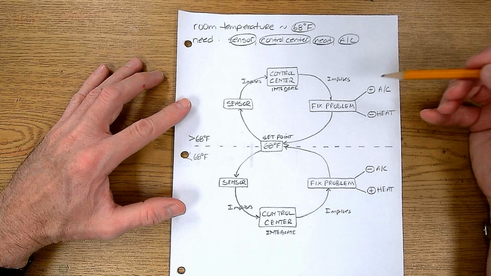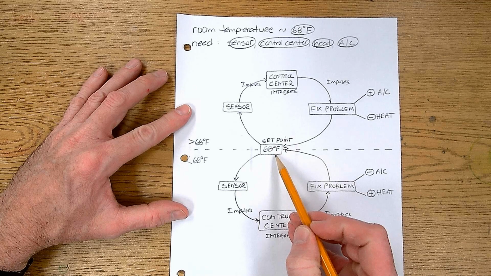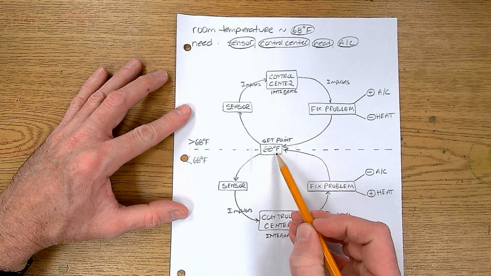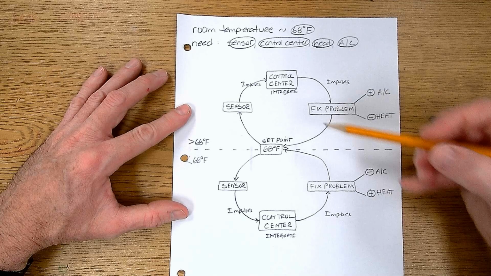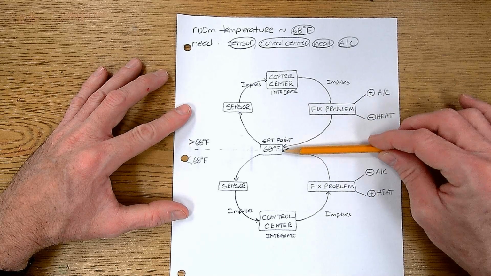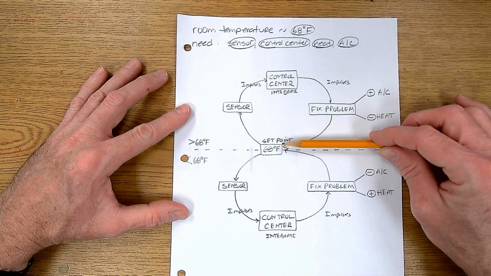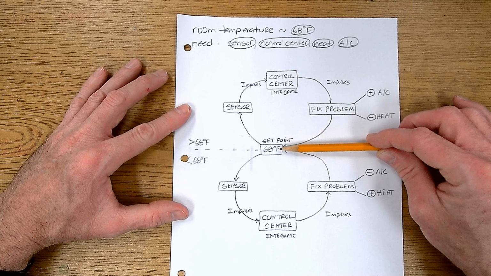Okay, so here's how we maintain a room temperature of, let's say, 68 degrees. That's what we call the set point. Some of you folks want to keep your homes a little warmer, a little colder. You just change the set point. So let's go with 68 degrees Fahrenheit. The set point is the temperature at which we would like to keep our house at constantly, okay?